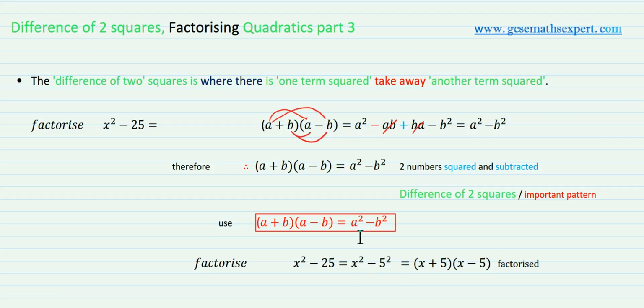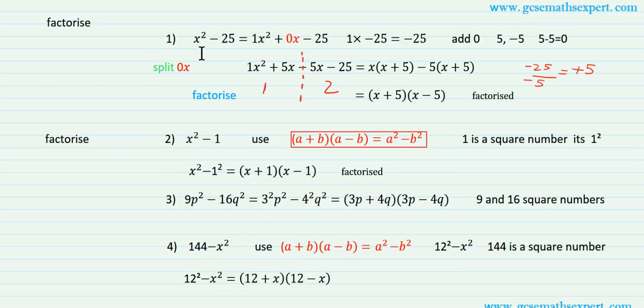we're going to use the difference of two squares. So you've got something squared, x squared, take away something else squared, 5 squared, which is equal to x plus 5 and x minus 5. So it's factorized. Because this is one square take away another square, 5 squared, which is the same as this, we could write it in this form: x plus 5, x minus 5. So it's factorized.